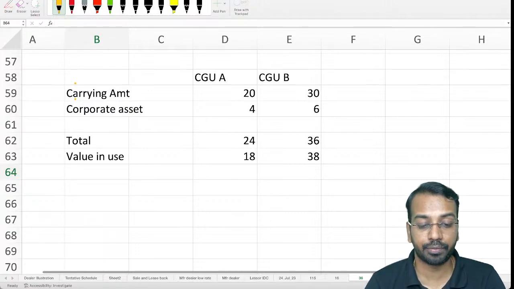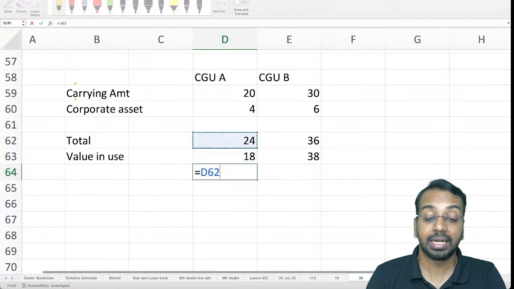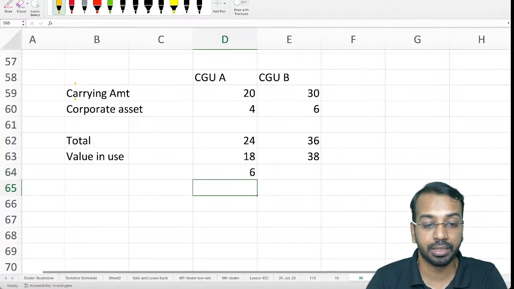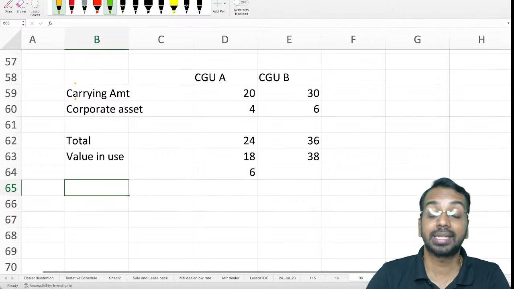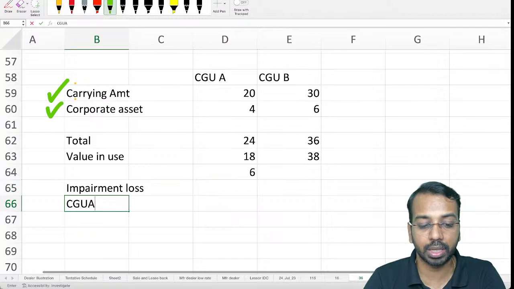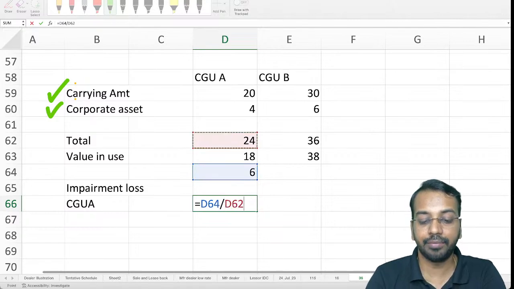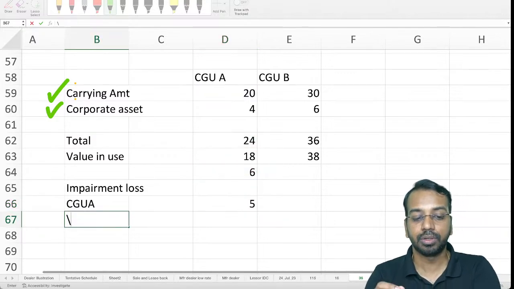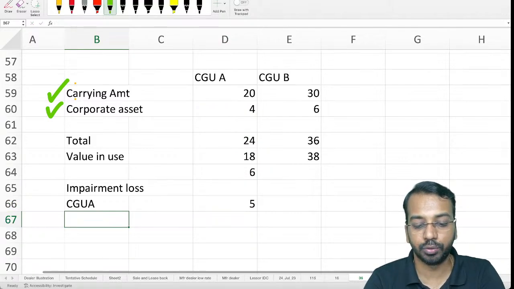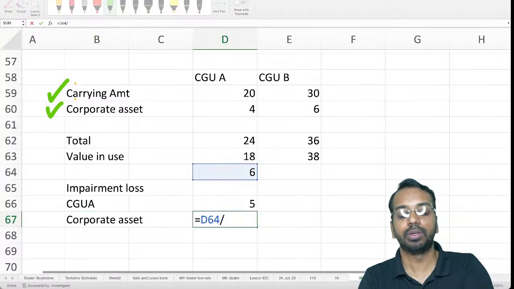Now, when CGU A is impaired, what we have to do is the impairment loss of CGU A is 24 minus 18, 6. Now, this impairment of 6 should be allocated between the carrying amount of the CGU and the corporate asset in the proportion of the carrying amount. So, the impairment loss for CGU A: total loss is 6, you divide this by 24, multiply this by 20, 5 you will allocate to CGU A. And for the corporate asset, 6 divided by 24 multiplied by 4, 1 you will allocate to the corporate asset.